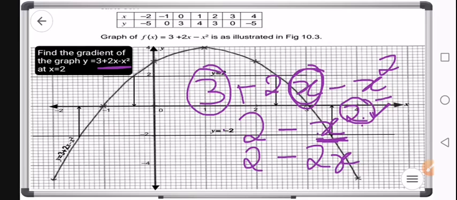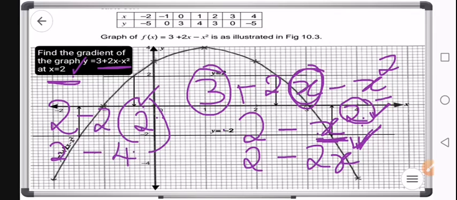Then you read the question again: find the gradient of the graph y equal to 3 plus 2x minus x squared at x equal to 2. Where there is x, you are going to substitute the value of x, which is 2 in this case. If they say at x equal to 0, you put 0 here. If they say at x equal to 5, you put 5 here. But in this case they said at x equal to 2, so you put 2 here. This is substitution. You will be left with 2 minus 2 times 2, which is 2 minus 4, which gives minus 2. This is your gradient.